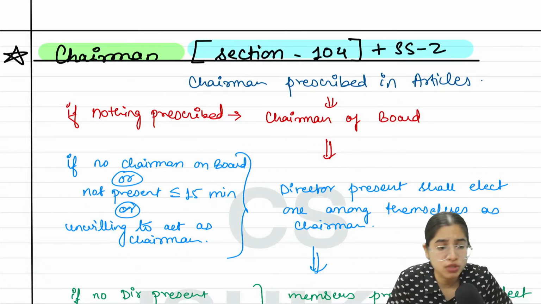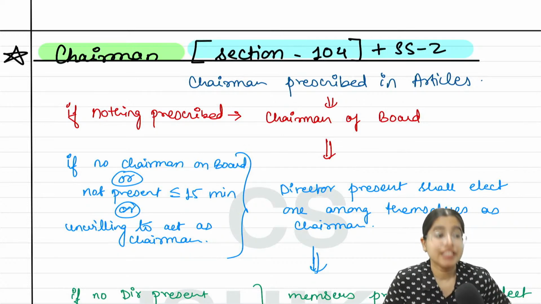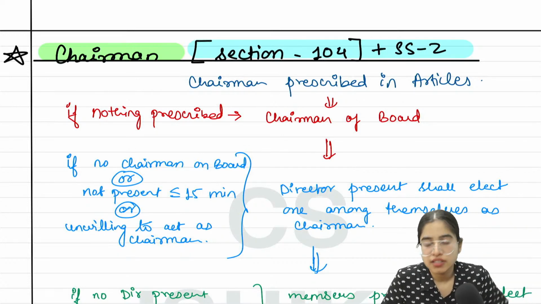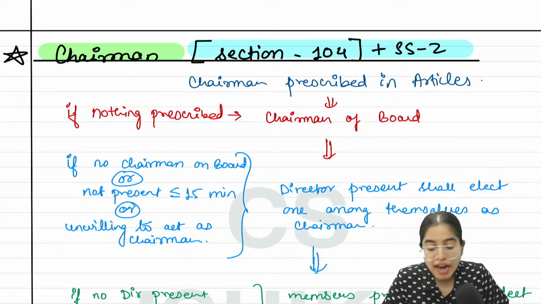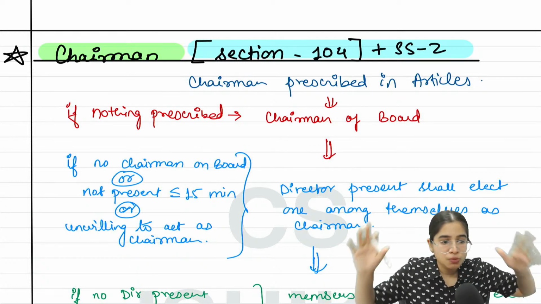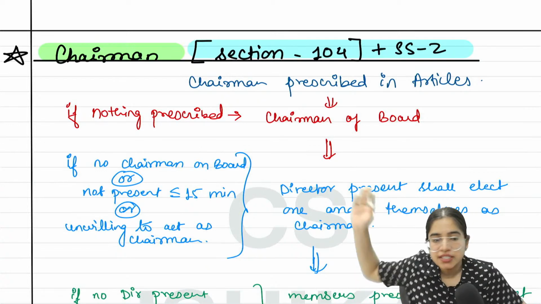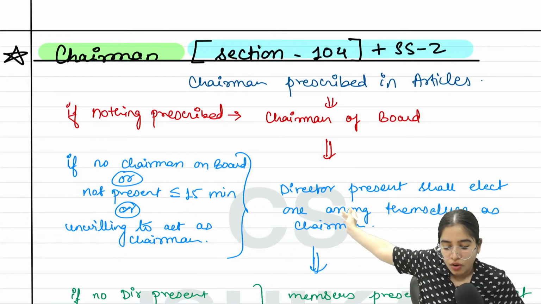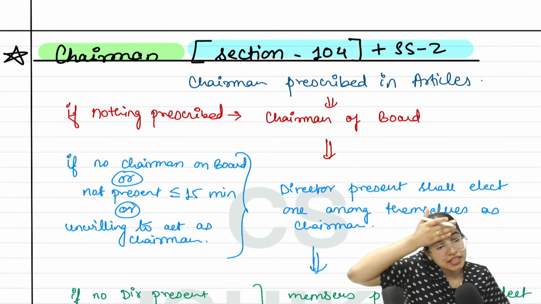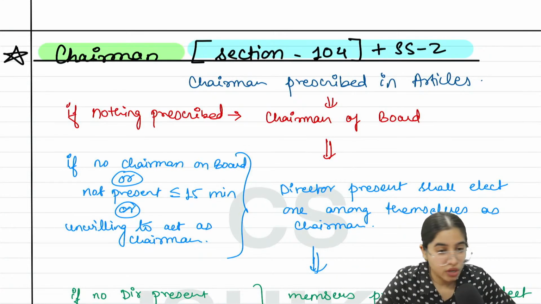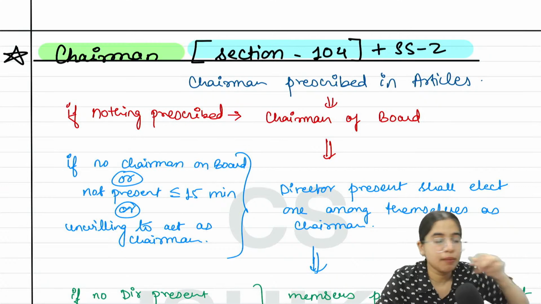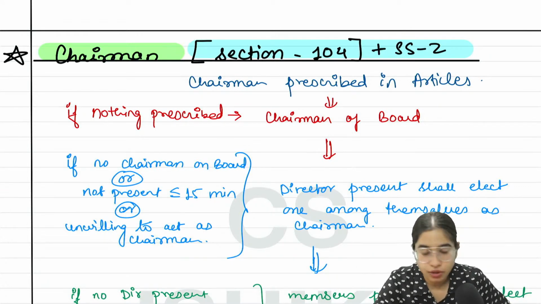So what does Section 104 say with respect to the chairman? It says who will be the chairman of the meeting. There must be a chairman in the meeting, na? Then only the meeting can be conducted. There must be some person sitting on the crown. Basically, there must be some person who is holding the chair, who sits on the throne, then only the meeting can be started.